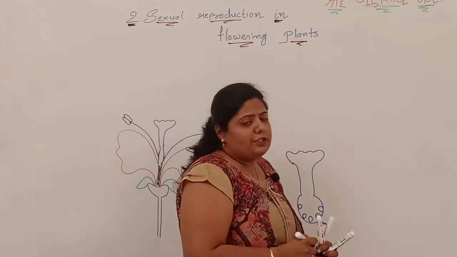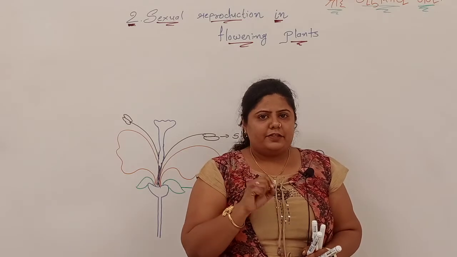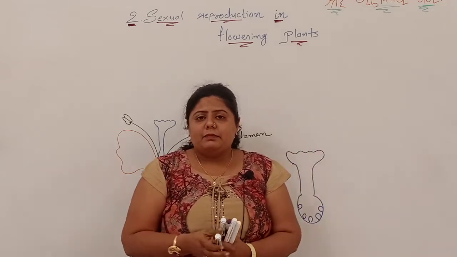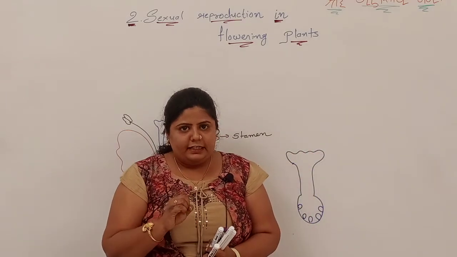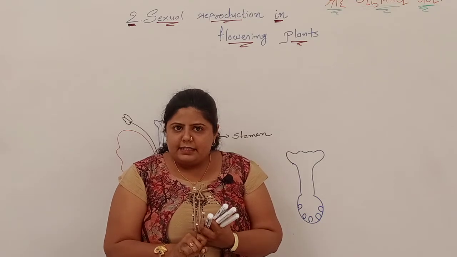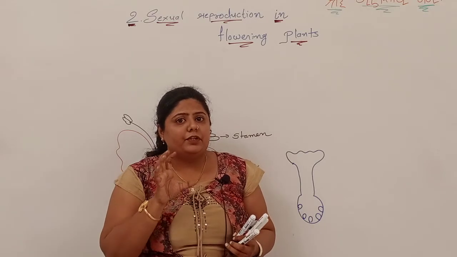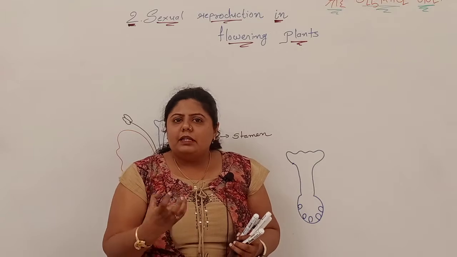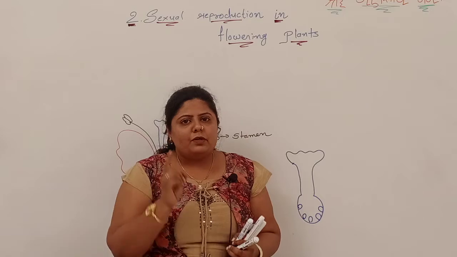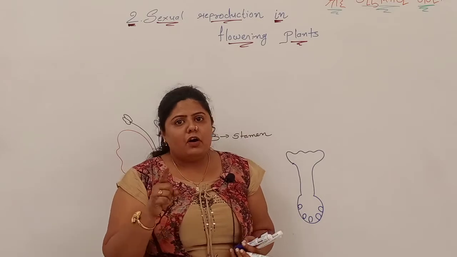So in angiosperms, a special characteristic is there, which is double fertilization. That's why fruit is produced. One fertilization gives rise to the seed and the other fertilization gives rise to the fruit. That's why fruit is a special characteristic of only angiosperms. So now in this chapter I will explain androecium or stamen.